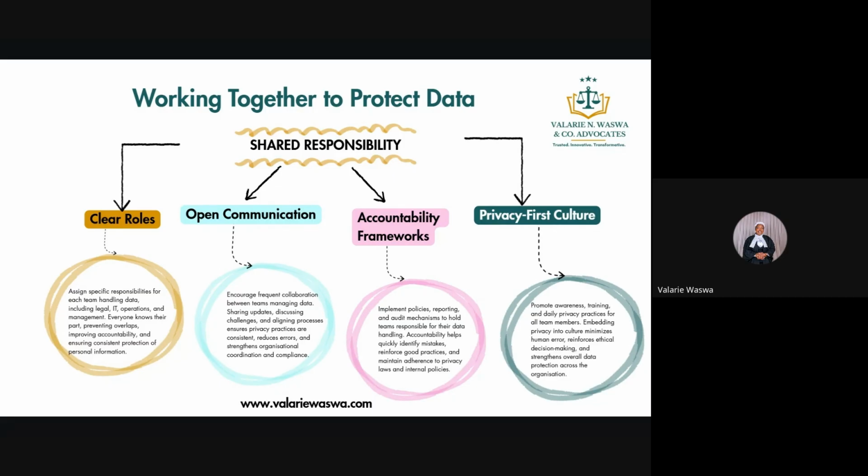Accountability frameworks are also needed. So this may look like having policies, having report and audit mechanisms. And basically the role of this is just to quickly identify mistakes and to reinforce good practices. Privacy first culture. And I always say this, awareness has to be promoted across the organization, whether or not someone is directly involved in handling personal data. Awareness has to be done for the entire organization. Trainings need to be done. This includes budgeting for it, creating time for it, and all of that.